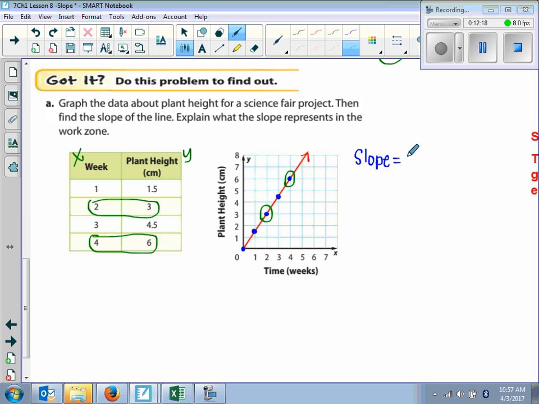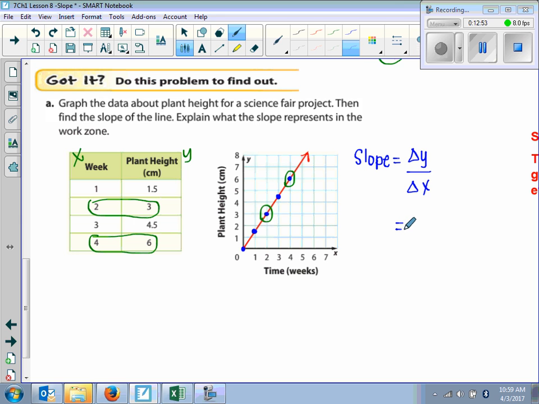Now, to find the slope, that's the change in the y over the change in the x. The way you can write the change in the y over the change in the x is with that little triangle. This is delta y. That's what that triangle means. That's a delta, and that delta means the change in. Okay? So this is the change in y over the change in x. Is everybody clear with that? That's a little shorthand for you.